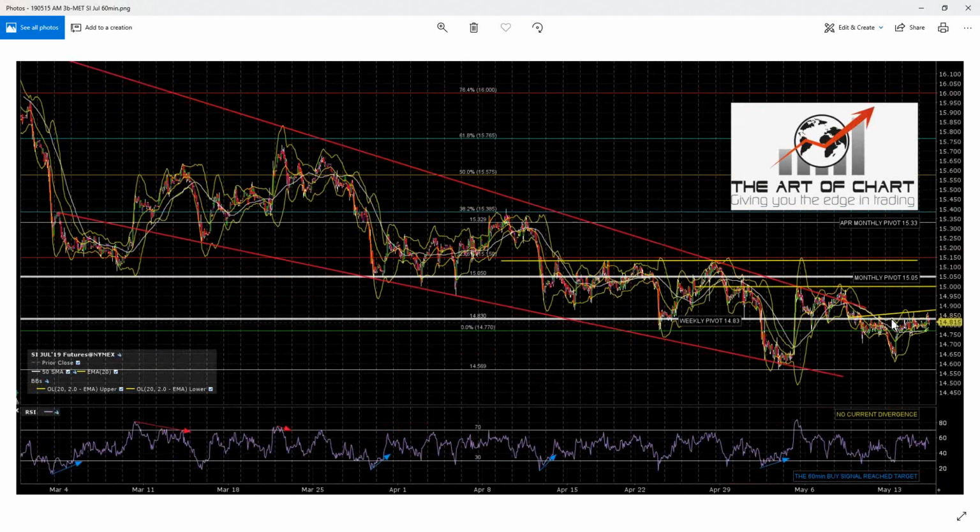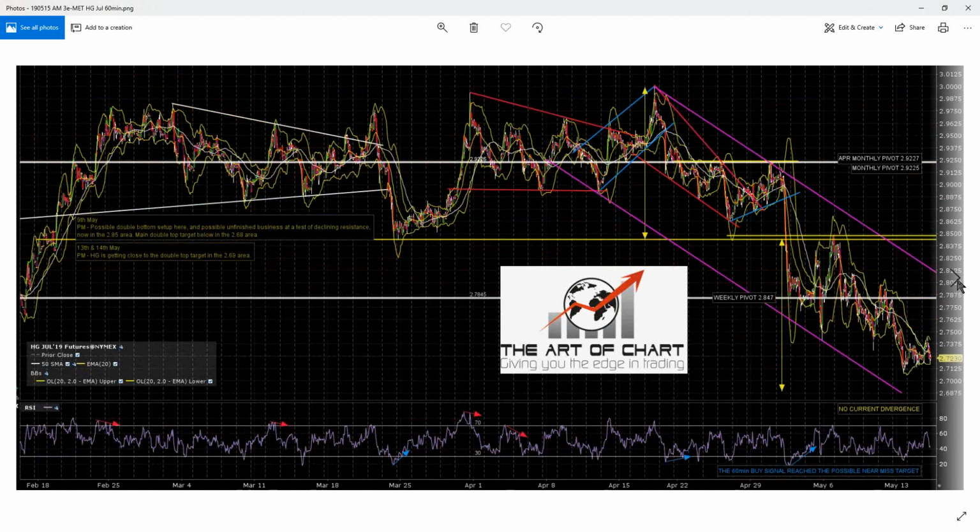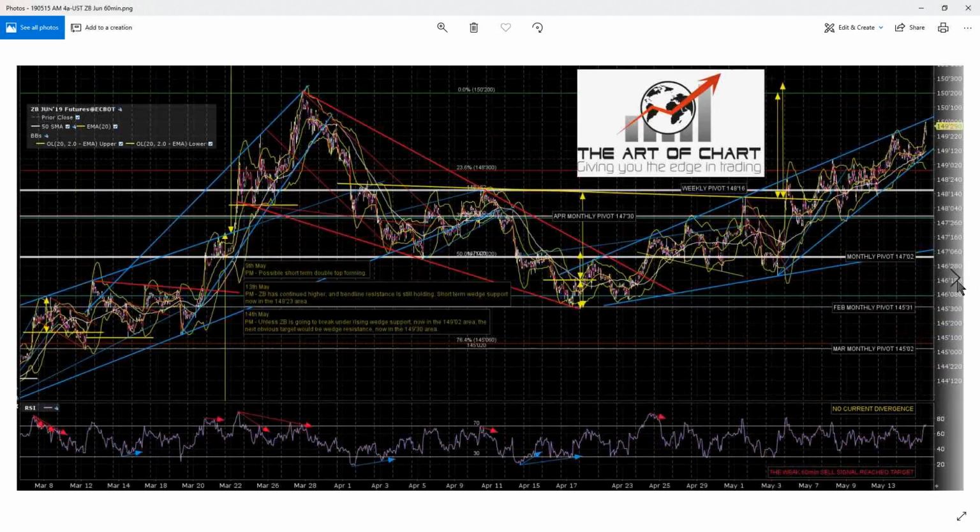SI, less clear setup here, possible IHS, but it's rather choppy. I'm mainly just looking at the weekly pivot as possible resistance here, and monthly pivot on a break above it. I've got a key resistance level at about, I think it's the 50 DMA at about 1510, which needs to be broken to open the upside properly. HG looks like a bear flag. I've got an open double top target down below at 2.69, and I'm expecting that to get reached. We've got resistance now at about the 2.8125 area.